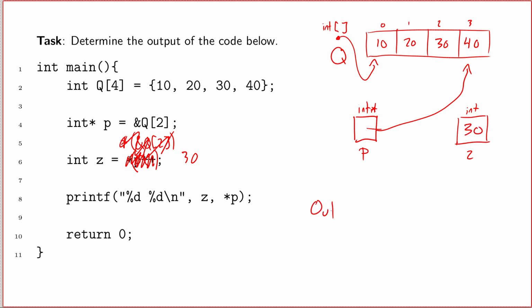And I need a place to write my output. There it is. And my output will be, well, what's the value of z? It's 30. What's the value of star p? Start at p, follow an arrow. Always follow that arrow because the value of p was modified in a strange way, so we shouldn't assume p still points to element 2. Start at p, follow an arrow, and we get the value 40.